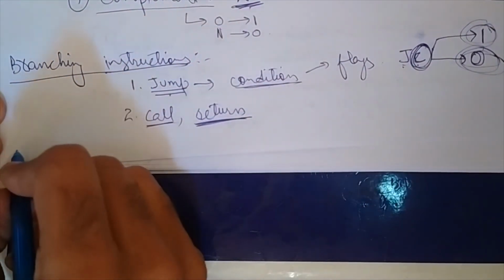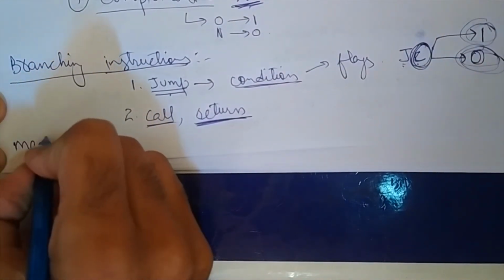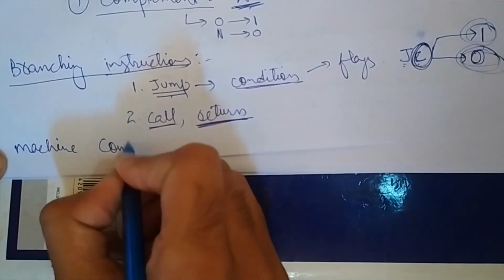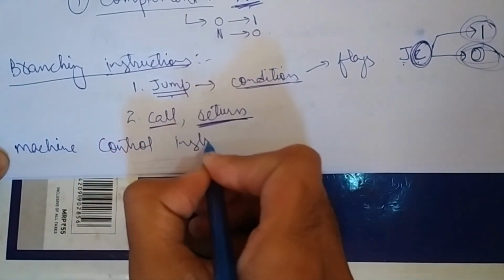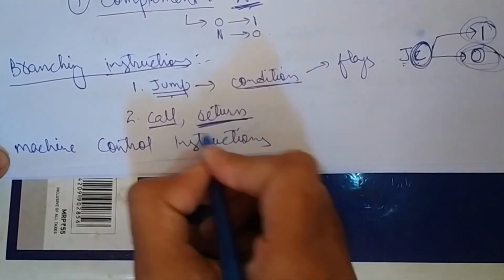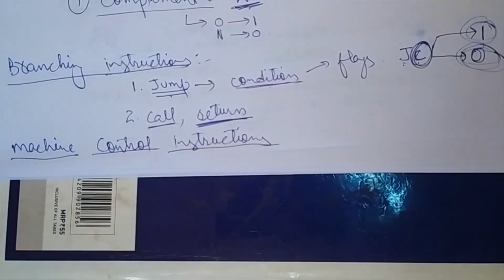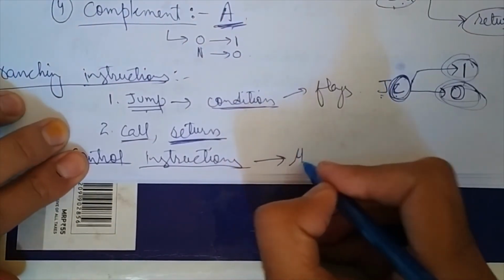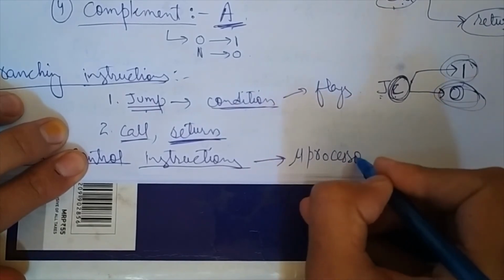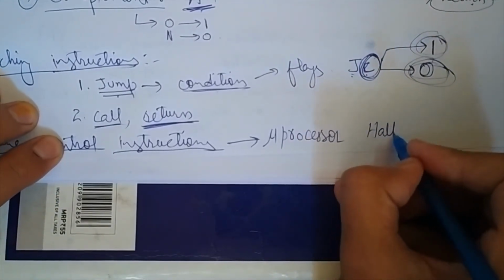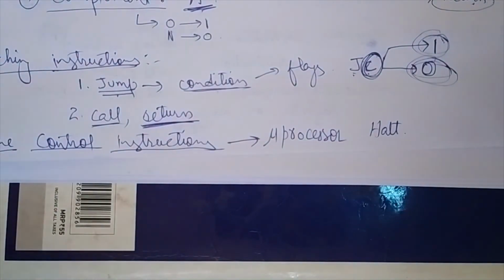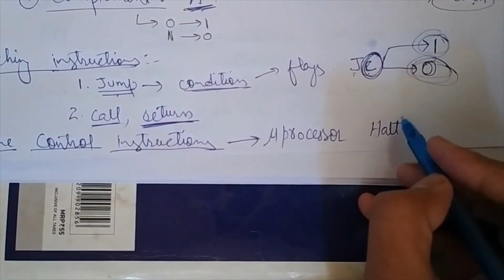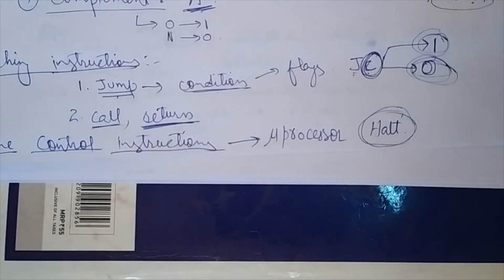Another type of instructions are the machine control instructions. Machine control instructions are used in microprocessor 8085 to control the machine itself, to control the microprocessor. For example, there is one instruction, halt, that says halt the microprocessor or end the program. Whatever it is executing, end that program. So this is an instruction which controls the microprocessor, and it comes under the machine control instructions.